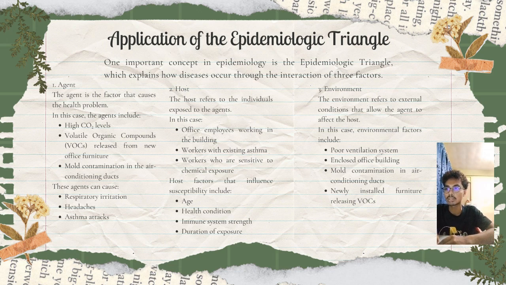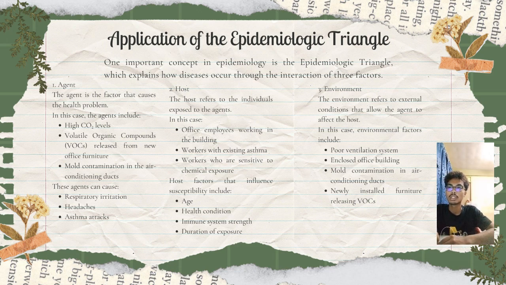volatile organic compounds, VOC, released from new office furniture, and mold contamination in the air conditioning ducts. These agents can cause respiratory irritation, sick building syndrome, and asthma attacks.